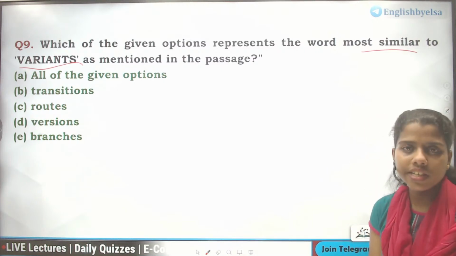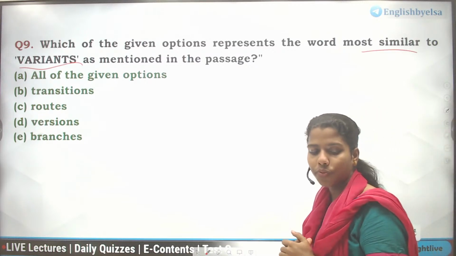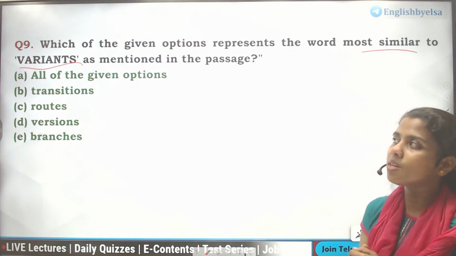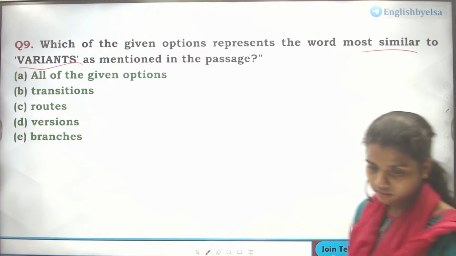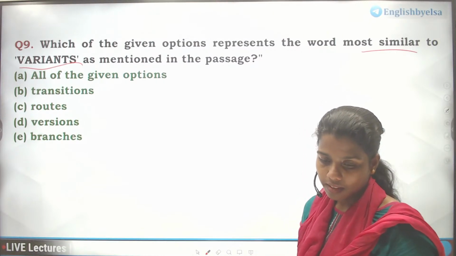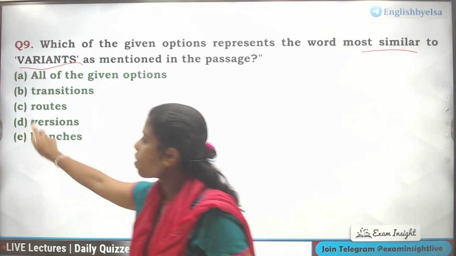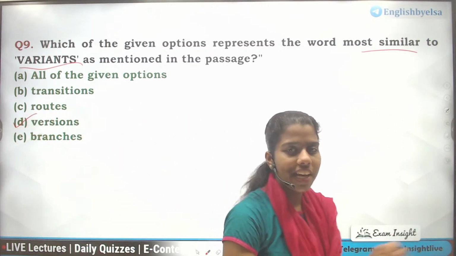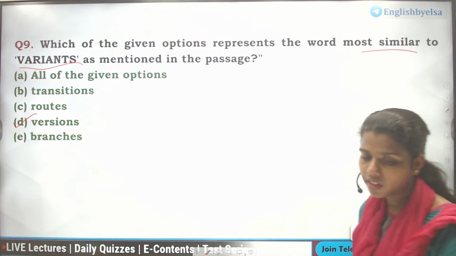It's an easy word. It's not difficult. Variance is an easy word. What do you feel is the answer for question number 9? Yes. D is the correct answer. Versions is the correct answer. Variance, versions, almost same. Most similar is the answer.